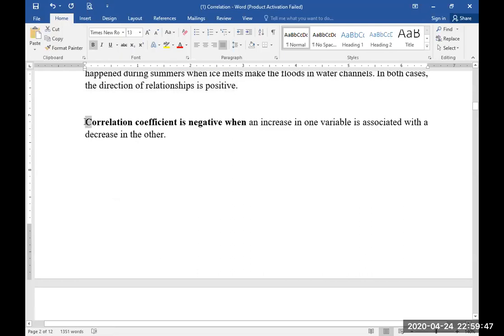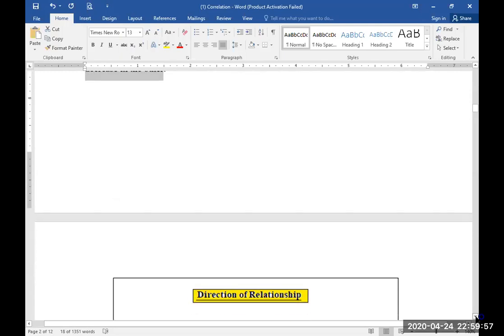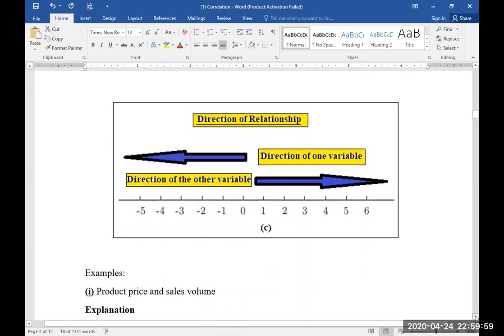The correlation coefficient is negative when an increase in one variable is associated with a decrease in the other variable. The following figure shows the direction of the variables from the arrows. We can see the opposite direction between the variables.